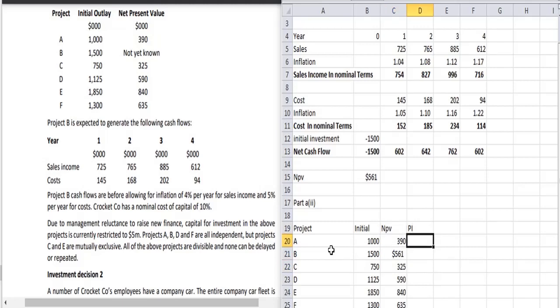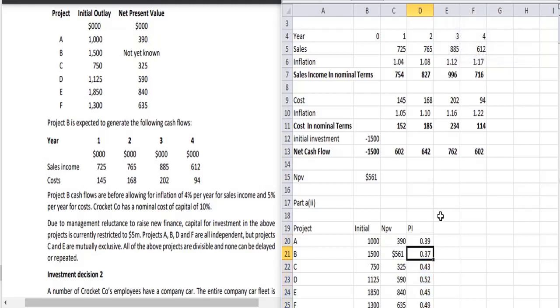I will write the shortcut PI, and how do we get that? By dividing the NPV with the initial investment. NPV divided by initial investment, so 0.39, and similarly we will calculate for the rest of the projects. We got it.